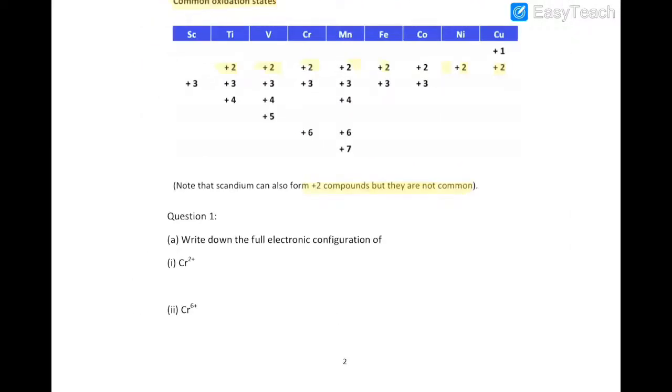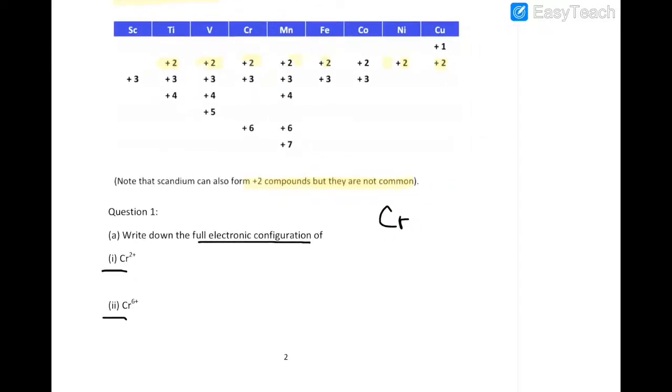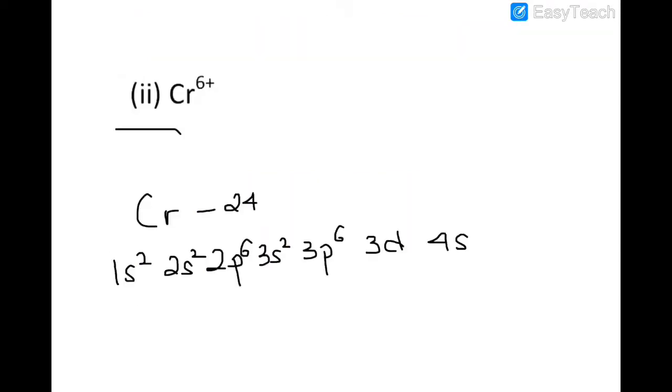Now for this question, let's write down the electronic configuration of these ions. Before you write the electronic configuration of ions, make sure you write the one for the atom first. So chromium has 24 electrons. Let's write for chromium first. And also it's asking for the full electronic configuration, so I'm not going to use Ar here.